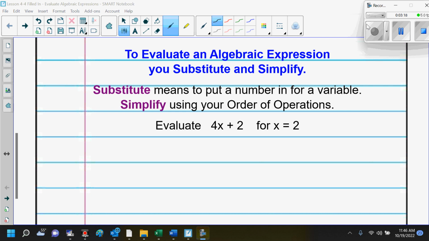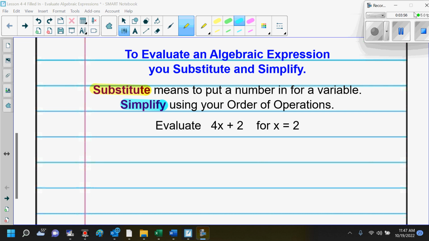To evaluate an expression, you don't have to write that in blue again. You already wrote it down at the beginning, right? To evaluate an algebraic expression, you substitute and simplify. Here, I want you to write down the definitions for substituting and simplifying. Substitute means that we're going to put a number in for a variable. Make sure you write that down. And then, once we do that, we simplify using your order of operations.